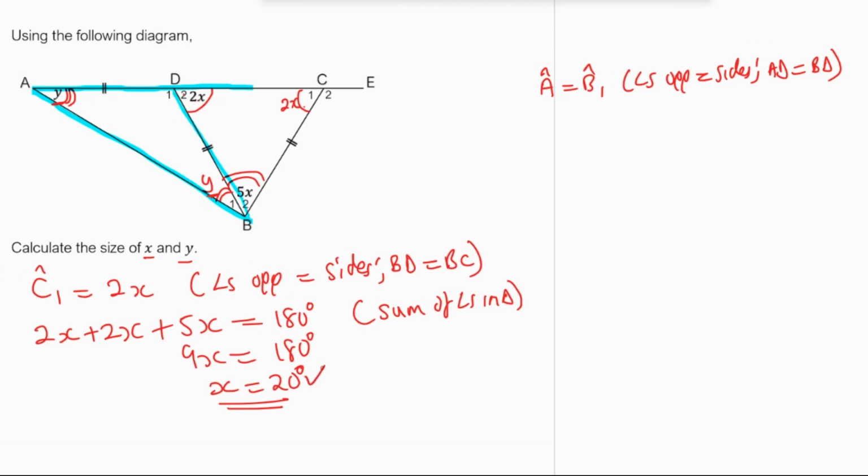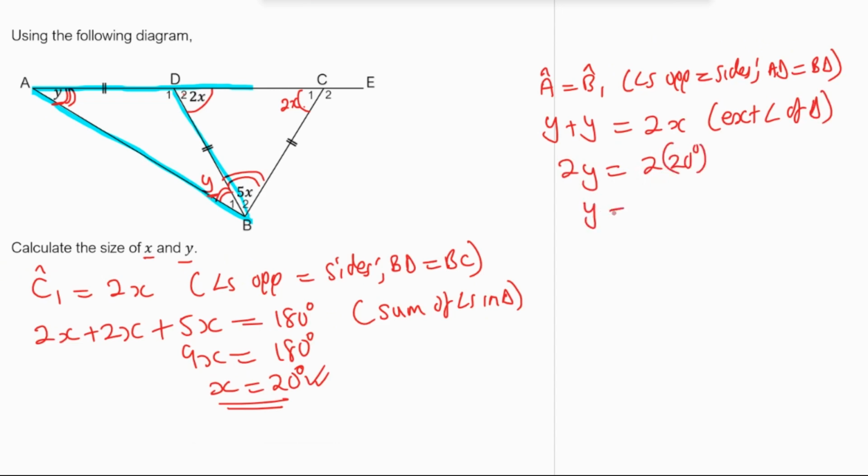But remember, we have our x. So meaning that y plus y is equal to 2 times x, which is 2x, because of exterior angle of triangle. So it means 2y is equal to 2 times 20 degrees. y is equal to, if you divide both sides by 2, you remain with 20 degrees. So it means y is also 20 degrees.